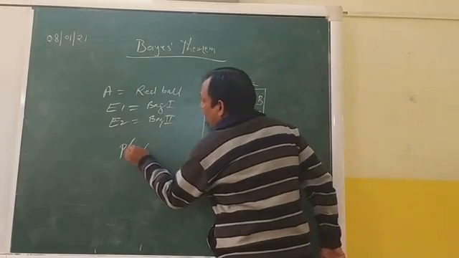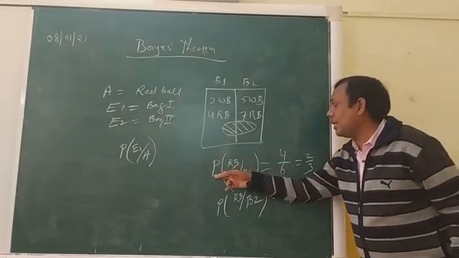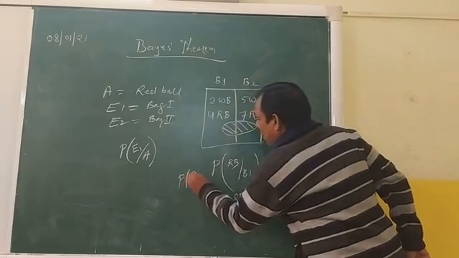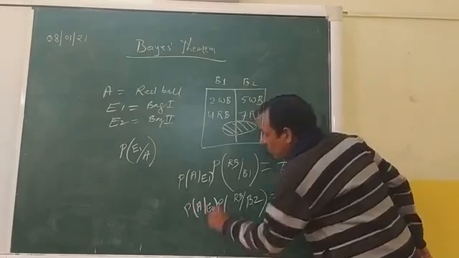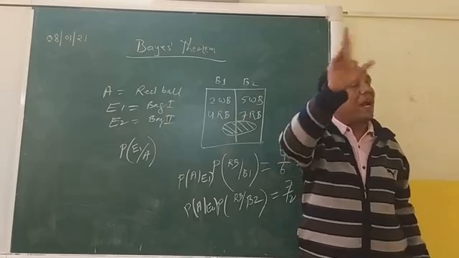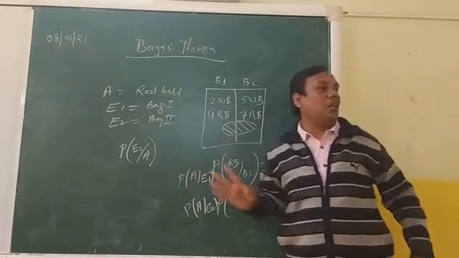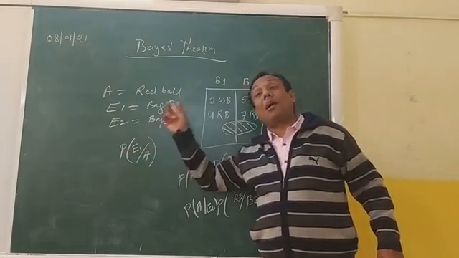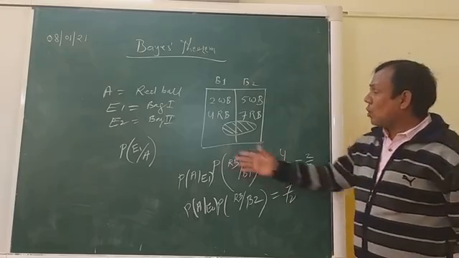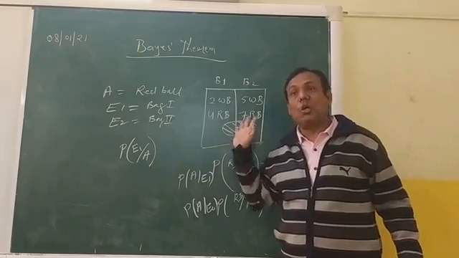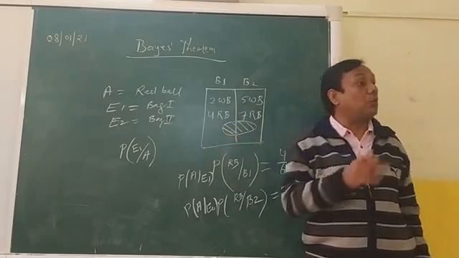It means that you have to find P(E1 given A). Here you have found P(A given E1), here you found P(A given E2). But here you are finding the probability of the bag from which we get the red ball. Got it or not? Right now we are unable to find this because I have not described Bayes theorem. These kinds of problems will be solved using Bayes theorem.